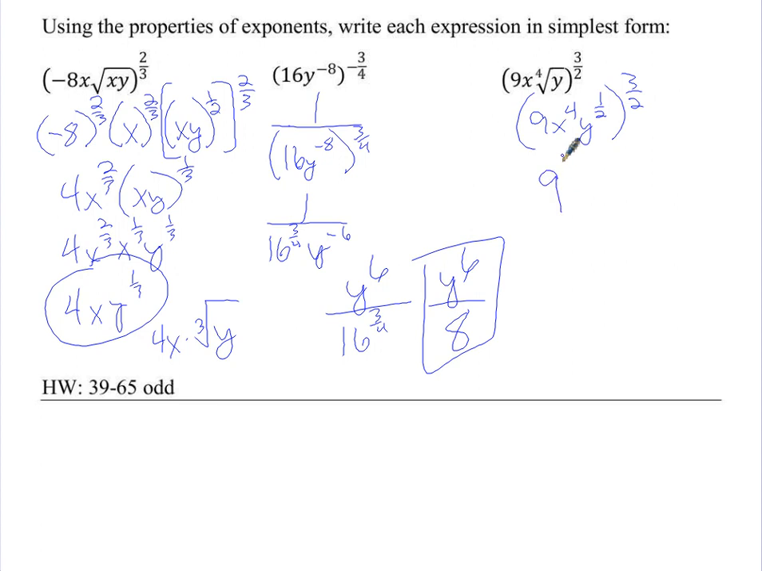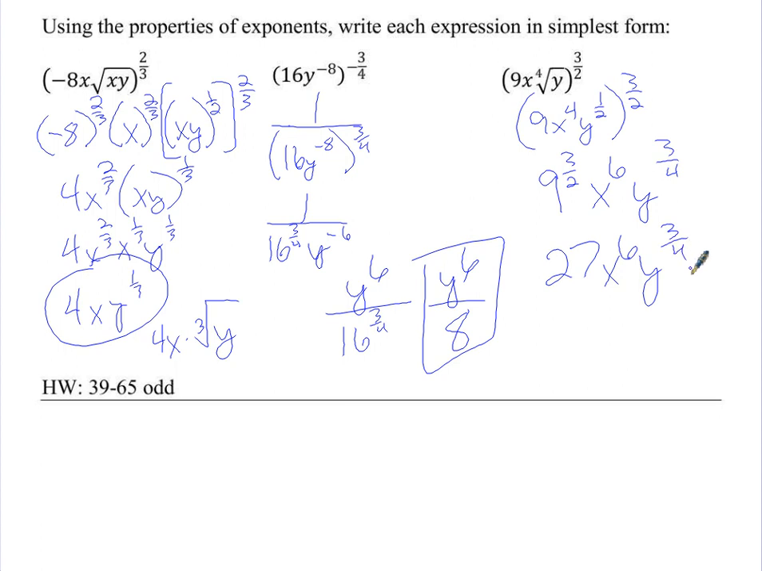9 to the 3/2, x to the 4 times 3/2, powers to powers, so I multiply 12 halves, which is 6, y to the 3/4. Powers to powers, you multiply exponents. All right, 9 to the 3 halves. The square root of 9 is 3. To the third is 27. x to the 6th, y to the 3/4 power.